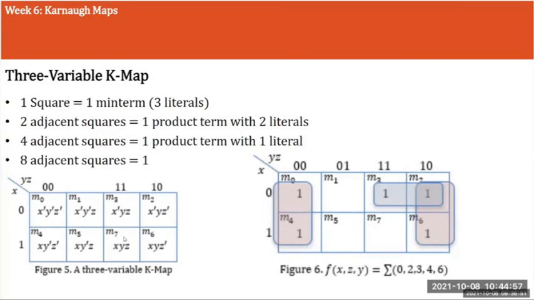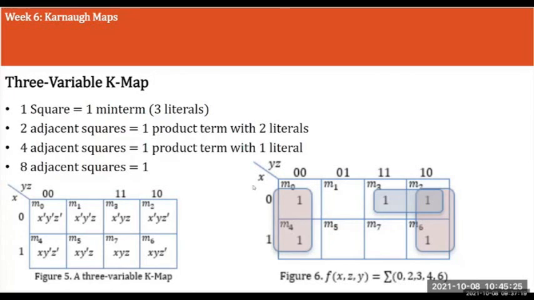Then dito sa M7 natin, so since lahat siya ay 1, so therefore x, y, z lang siya. Wala siyang prime. Then sa ating M2 here, so dahil ang value natin is 0, 1, 0, so siya ay x prime, y, z prime. Then dito sa M6 natin, ang ating value ay 1, 1, 0, so siya ay x, y, z prime. So dahil dyan, imamap na natin siya.